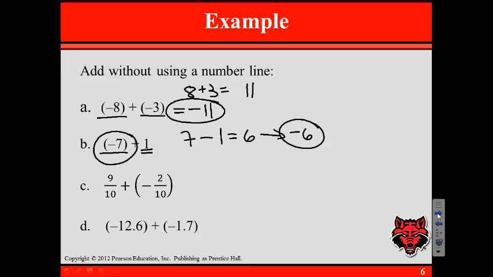In part C, we see we also have a positive value and a negative value. +9/10 plus -2/10. So we start by subtracting the absolute values. 9/10 is larger than 2/10, so we have 9/10 minus 2/10, which is 7/10. And in this example, the larger absolute value was that of the positive number. So the answer should be positive. 9/10 plus -2/10 is +7/10.